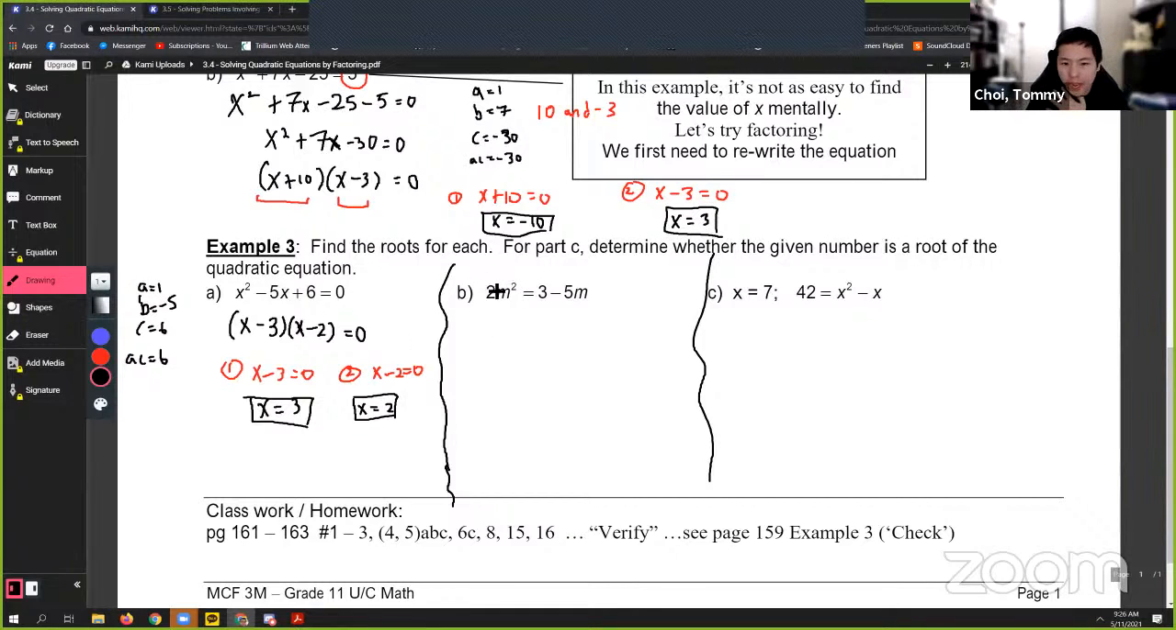So we have 2m squared equals 3 minus 5m. I would personally move everything to the left where the m squared is, right? We want the coefficient of m squared to be positive. We like having it positive. So when I move everything over to the left, I'm going to get plus 5m and then minus 3 equals 0, right? And doing the side work here again, a is 2, b is 5, c is negative 3, and ac would give us negative 6, right?